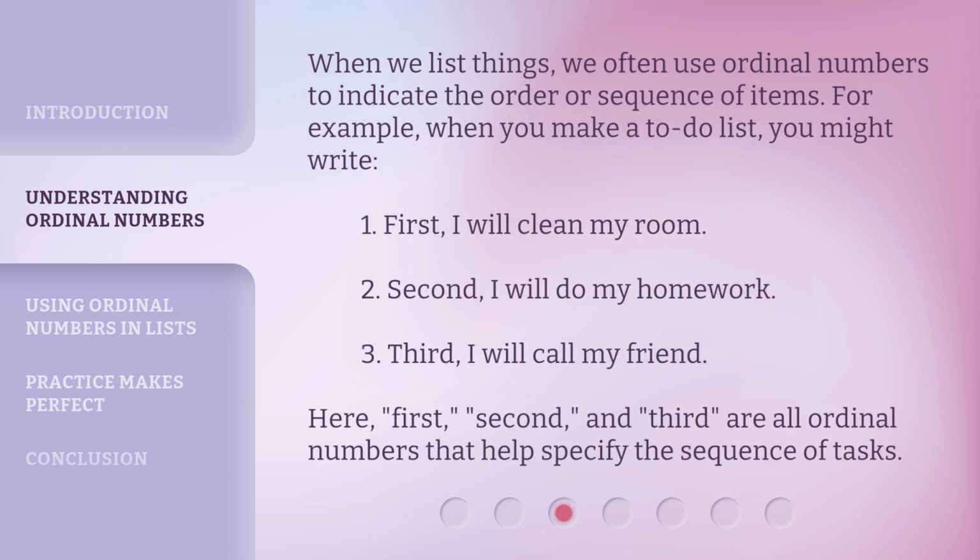When we list things, we often use ordinal numbers to indicate the order or sequence of items. For example, when you make a to-do list, you might write: 1. First, I will clean my room. 2. Second, I will do my homework. 3. Third, I will call my friend. Here, first, second, and third are all ordinal numbers that help specify the sequence of tasks.